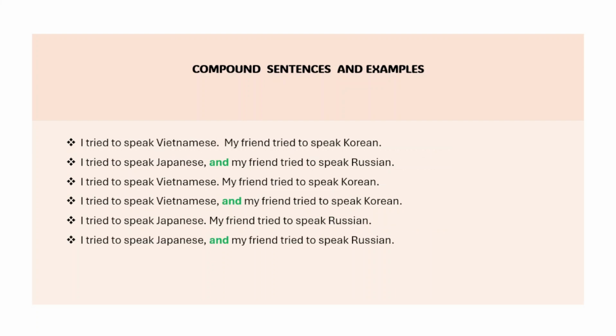We come here. I try to speak Vietnamese. My friends try to speak Korean. Now, when you take a look, we combine them with a conjunction. That's why you need to watch my video, the one where I talk about conjunctions, first before you watch how to write a sentence.